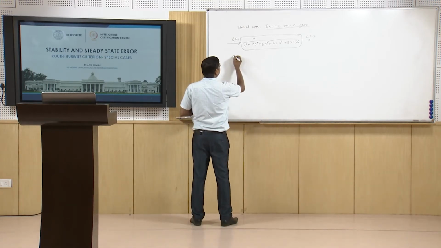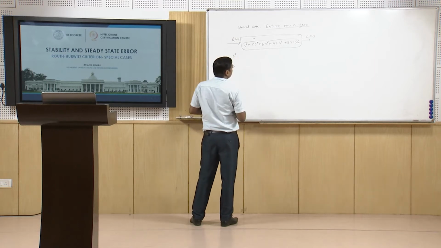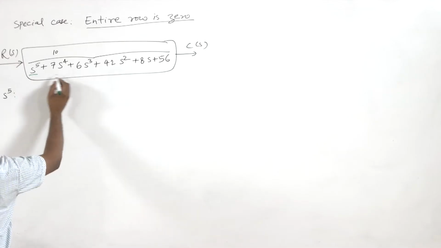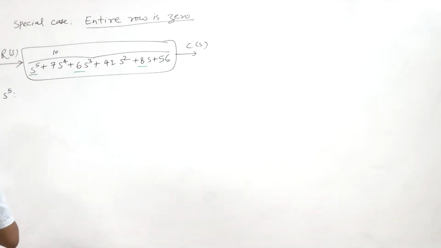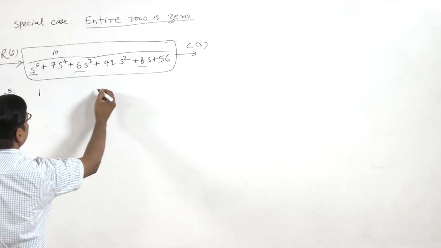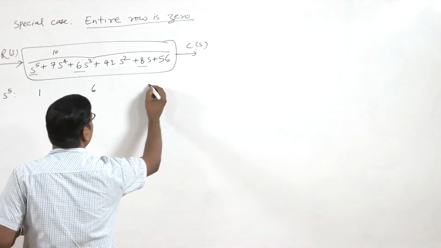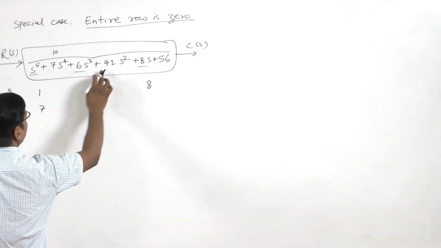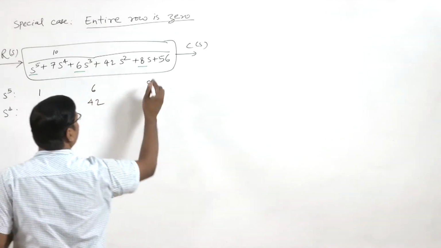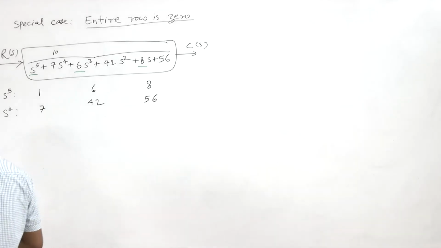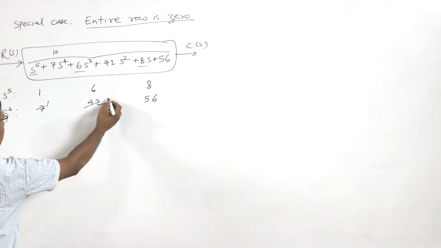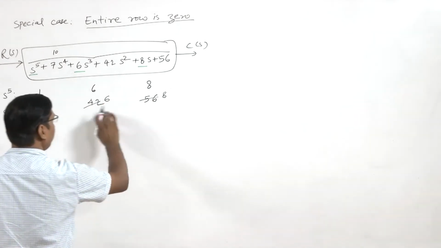So let's make this s power 5. For s power 5, we have 1, then 6, then 8. Then for s power 4, we have 7, then 42, then 56. We can take 7 common, so we can write 7 times 1, 6, 8.